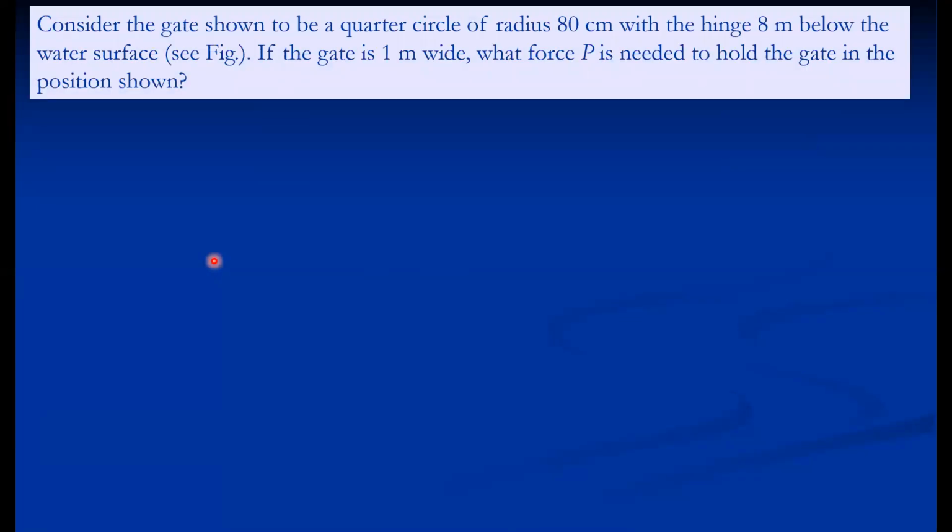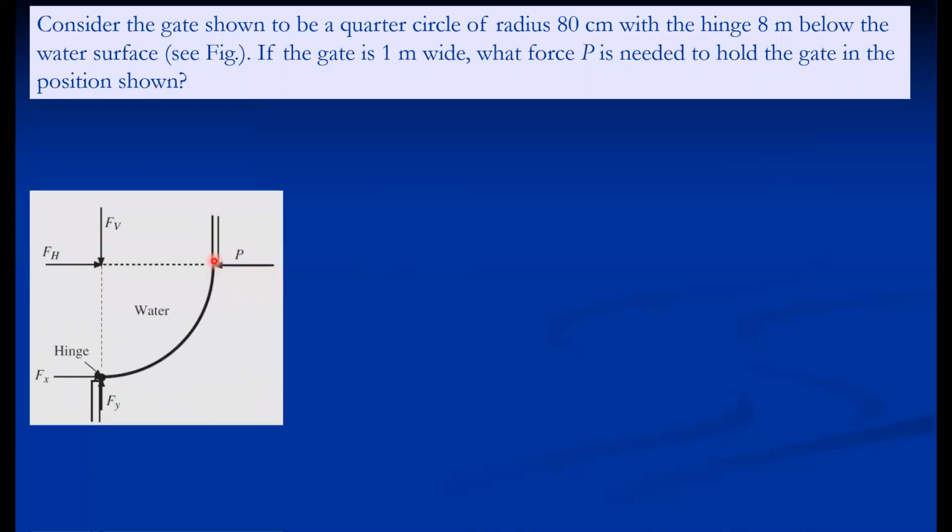Third case, now consider the gate as shown to be a quarter circle. So the curved gate; in most practical cases, curved gates are used. Quarter circle of radius, it is given, 8 meters, with the hinge at this point. So this hinge is 8 meter below the free liquid surface, as shown in the figure.